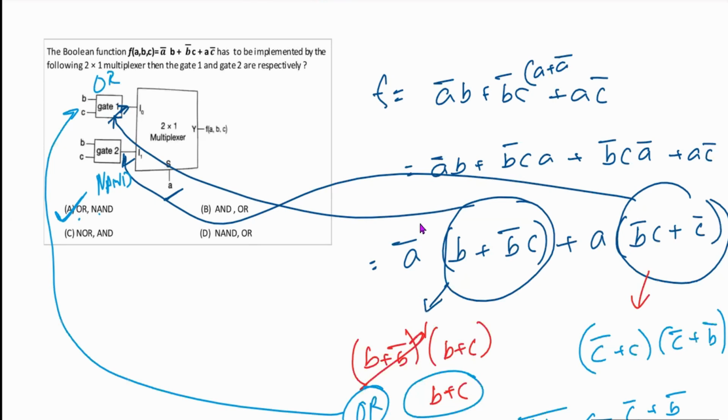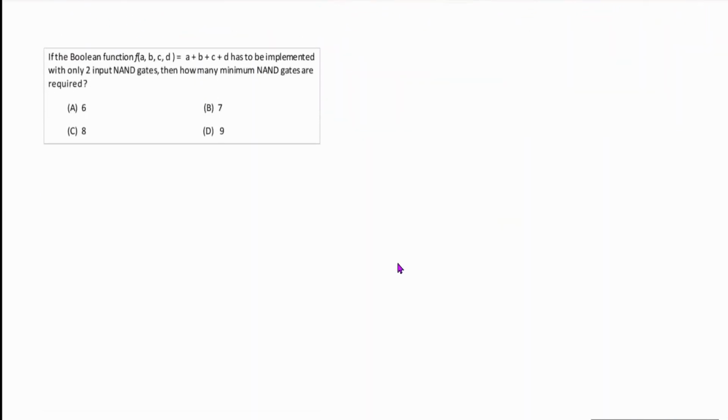Let's go to our next question. This next question says that if a Boolean function f of a, b, c, d is equal to a plus b plus c plus d, it has to be implemented with only two input NAND gates. How many minimum NAND gates are required? I want to implement this function with two input NAND gates, that is very important, and I need to find the minimum number of NAND gates.